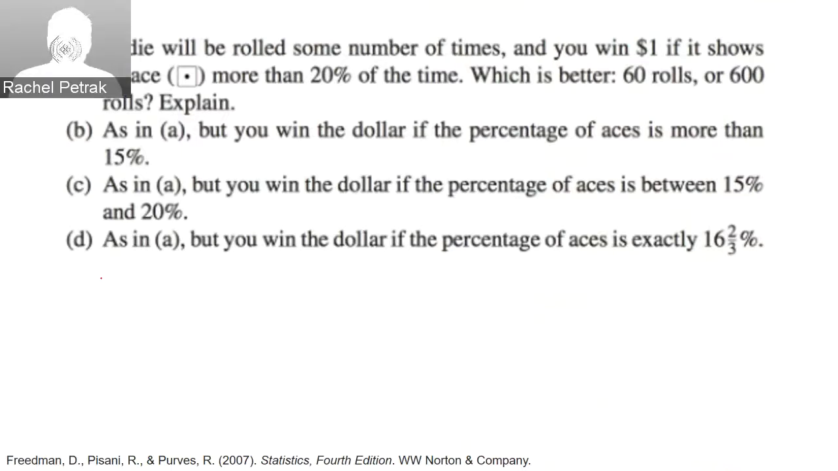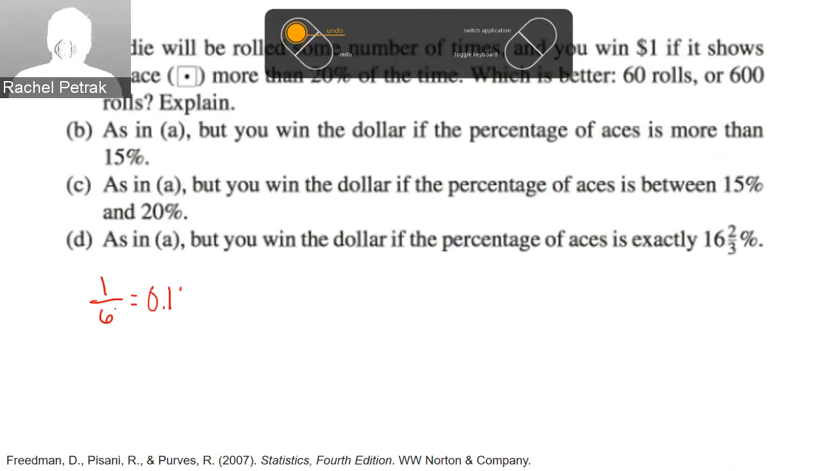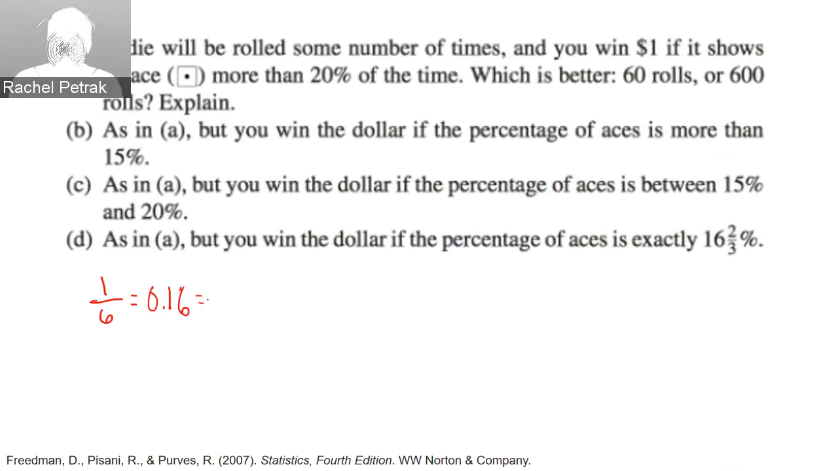So note that 1, an ace, is 1 outcome out of 6. So there's a 1/6 chance, or a 0.16 or 16% chance of getting an ace on any individual roll.